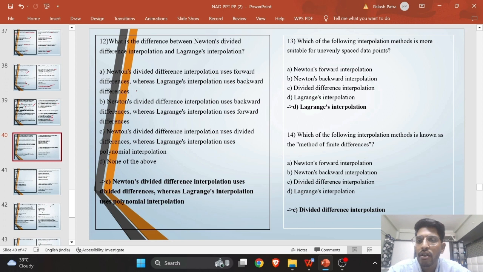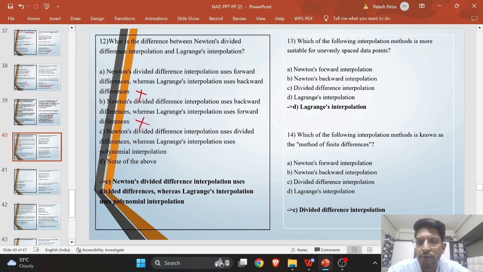This is wrong. As we all know, in Lagrange's interpolation, no backward difference is required. The second option is Newton divided difference interpolation uses backward differences. This is wrong. It uses the forward differences. So this is also wrong.